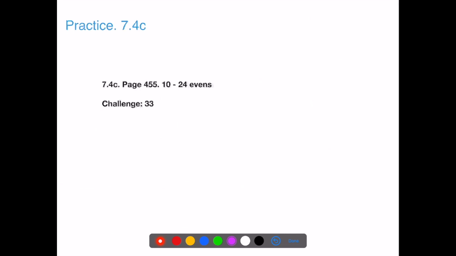So the last set of problems for adding and subtracting to solve the linear systems is page 455, 10 to 24 evens, and the challenge is 33.